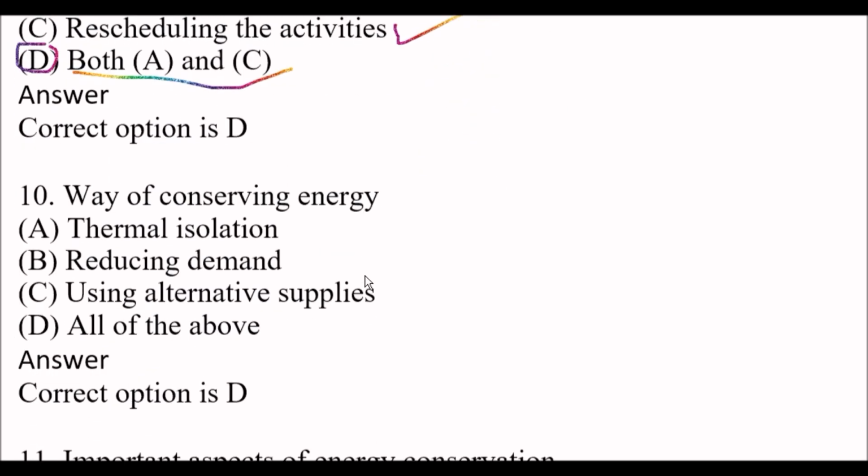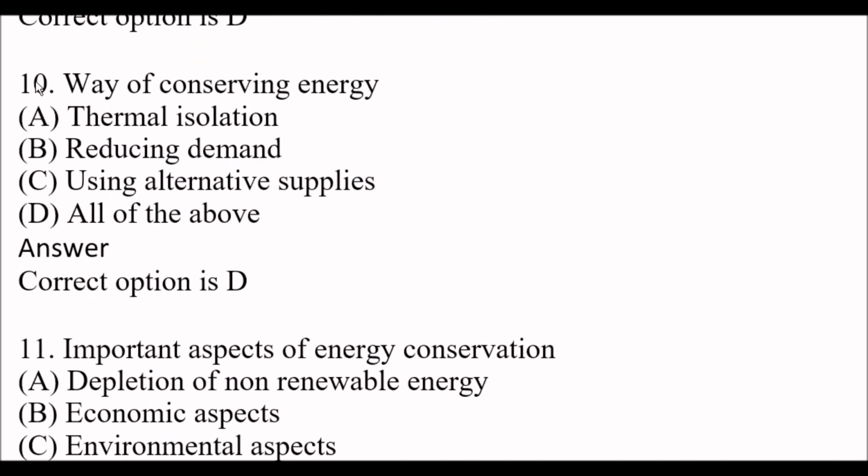Okay, next question. Way of conserving energy. Option A, thermal isolation. Option B, reducing demand. Option C, using alternative supplies. Option D, all of the above. Right answer is option D, all of the above. Okay, so the ways of conserving energy are thermal isolation, reducing demand, and using alternative supplies. Okay, right answer is option D.